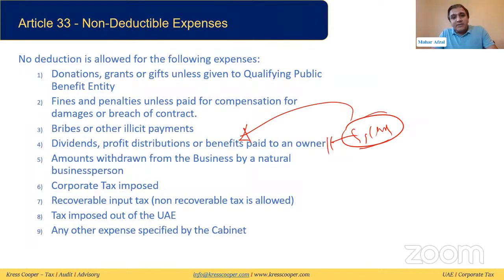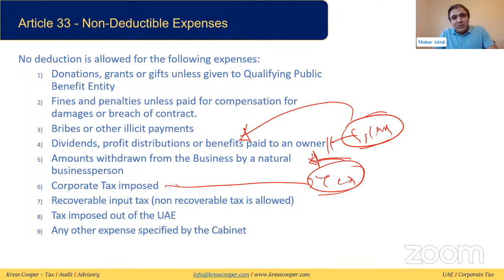Any amount withdrawn from the business by a natural business person will not be allowable. Any amount withdrawn will fall under drawings. They said these drawings will not be considered a deductible expense. Any corporate tax imposed: corporate tax will be applicable on the taxable profit after deducting all relevant expenses. So this corporate tax, they said, will not be a deductible expense.